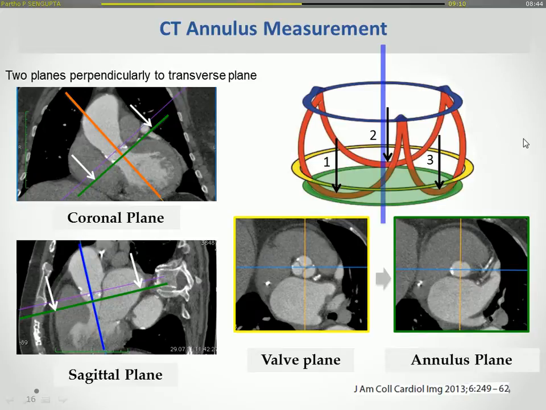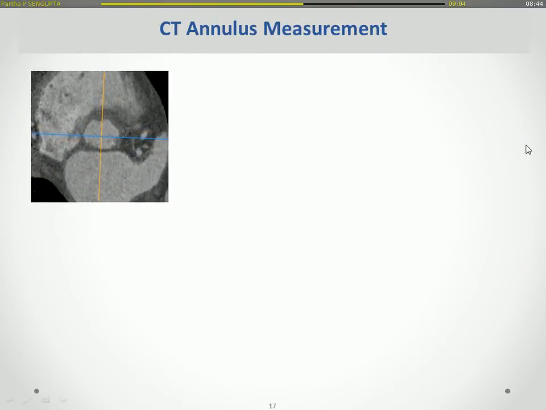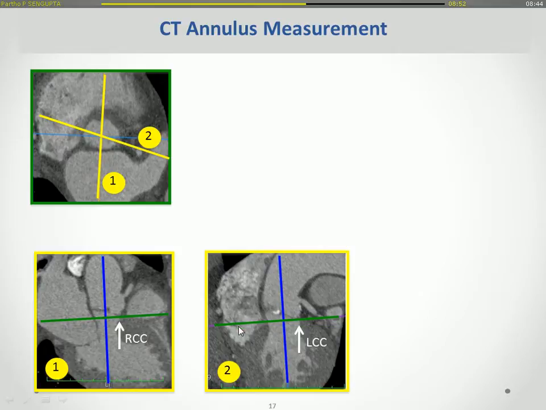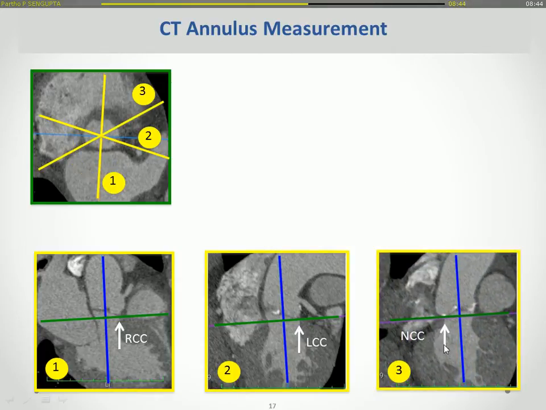And in order to ensure that you're really going through the three hinge points, you'll have to subsequently go through a process in which you rotate the plane, the sagittal plane. So right now you have the right coronary hinge points being seen here, and you subsequently rotate it again, and you make sure that you have the hinge point going through the left coronary cusp, and then you further rotate till you get the non-coronary cusp.